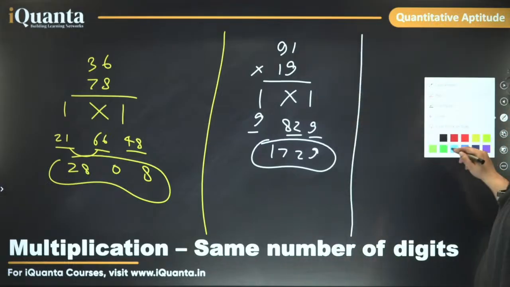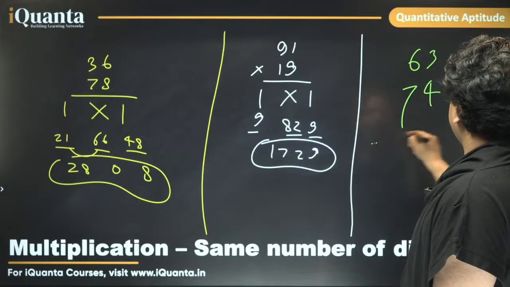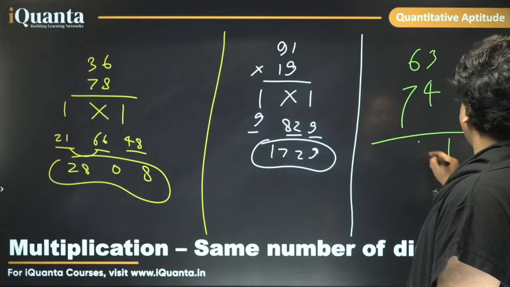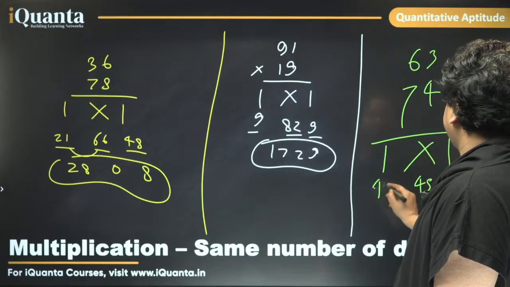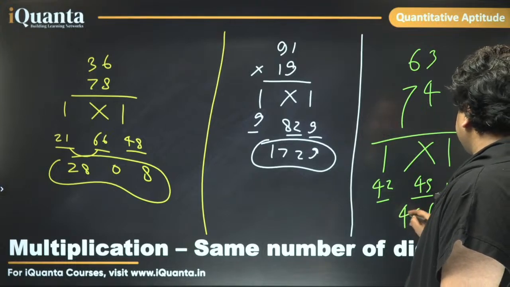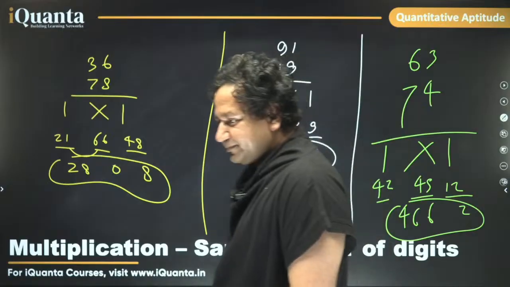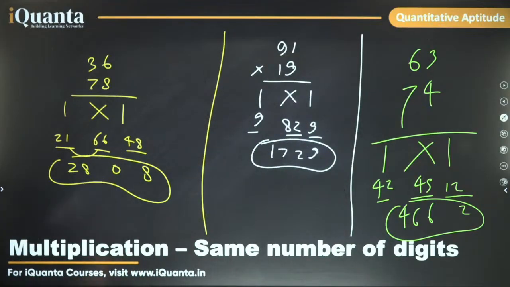One more. 63 multiplied by 74. 3 4s are 12. 24 plus 21 is 45. Here we have 42. 2 stays, 1 goes, 6 stays, 4 goes. 4662 is the answer. See? Nice, very good. Others?